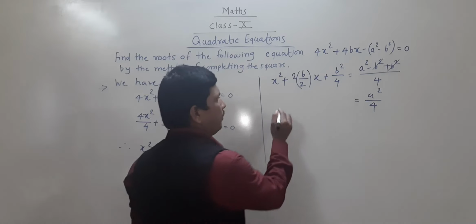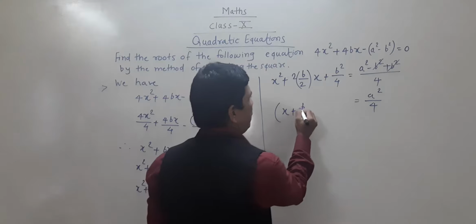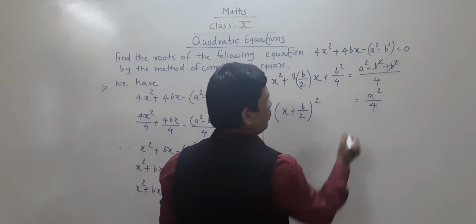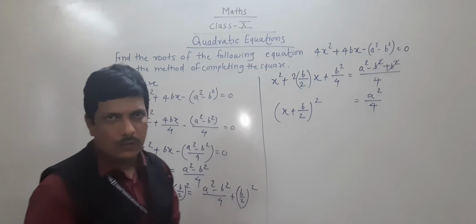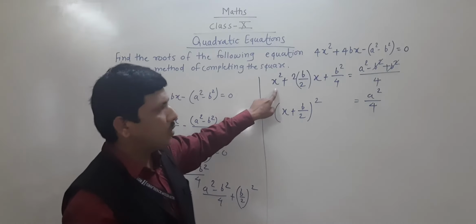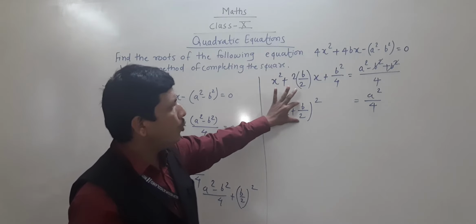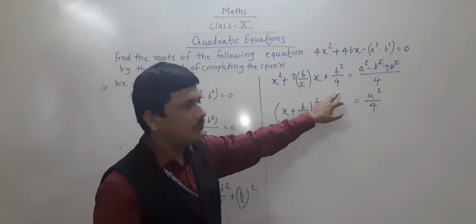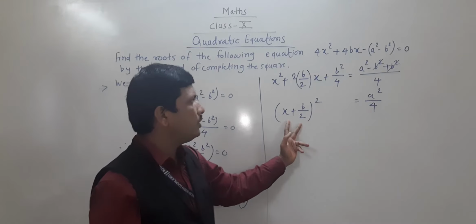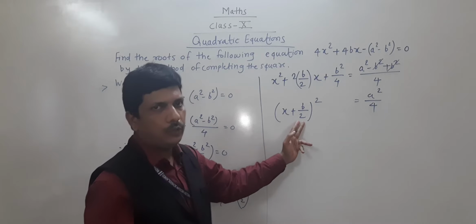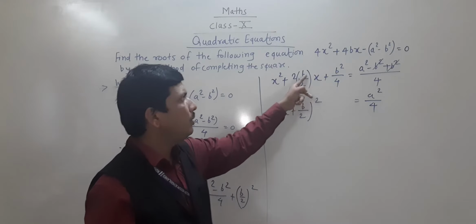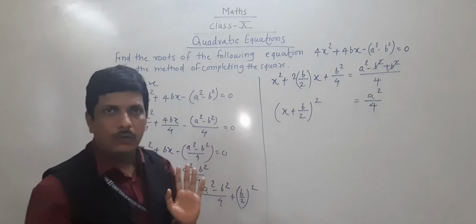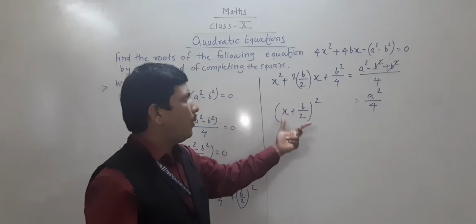This is the expansion of (x + b/2)², which is equal to a²/4. See, x squared, (b/2) squared is b²/4, and the product of these two is x into b/2, it's twice x into b/2. So this is the compact form we have taken.